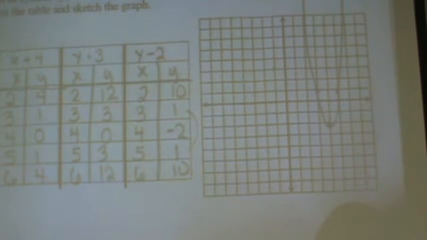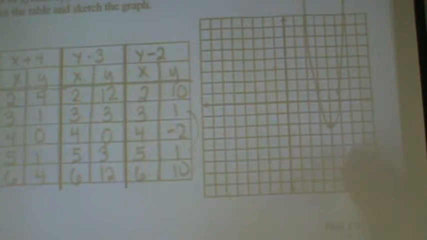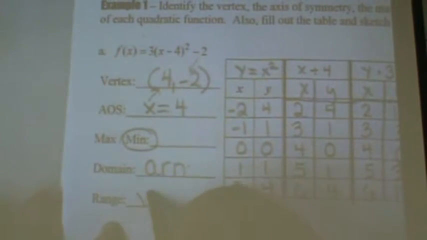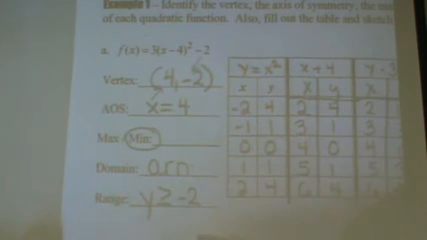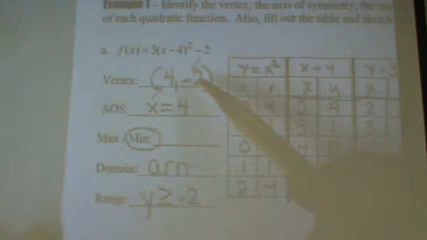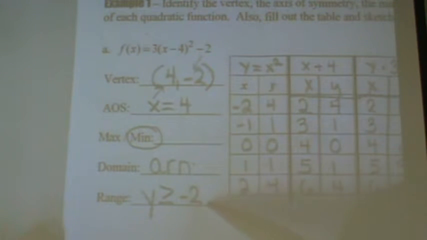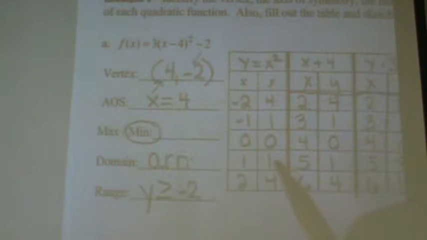Negative 2. Is it greater than or equal to negative 2, or less than or equal to negative 2? Am I going up? Greater than or equal. So y is greater than or equal to negative 2. Now, is there a quick way you could get that? You look at the vertex, and it's the y value. Wait, what did we put? We just circled minimum. Yep, it's a minimum. Okay, let's try another one. It'll get better and better.